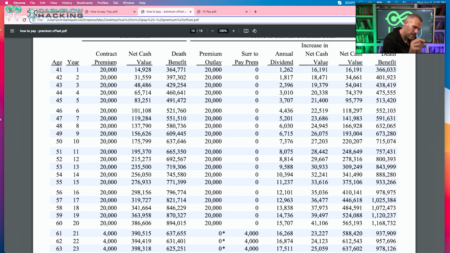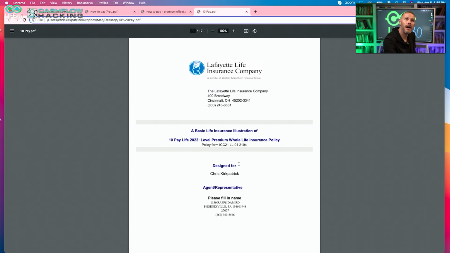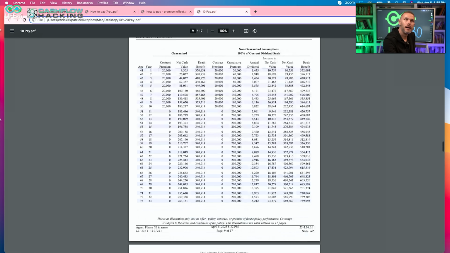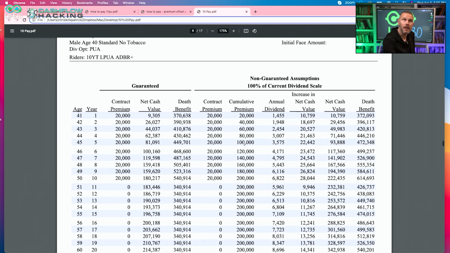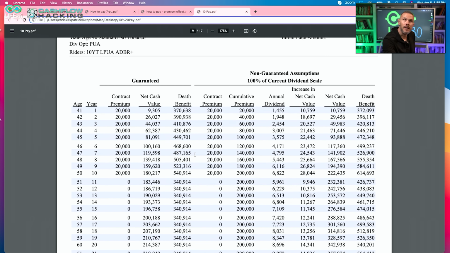Now, let me show another one. We don't do a lot of these, and I'm going to show you why. But this is a 10 pay. So here's the thing. This is a 10 pay policy. Once again, $20,000 premium that is, you can see, not as liquid, right? So you lose a little liquidity with a 10 pay policy on the front end of the policy. Instead of the other one, where we had 16,000, this one only has 10,000.